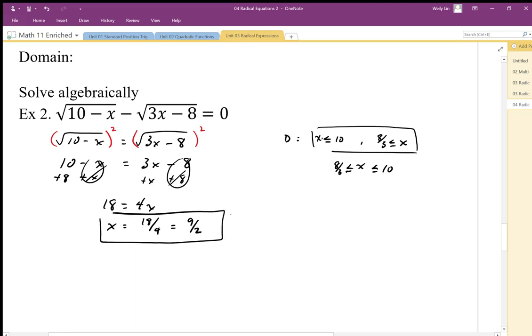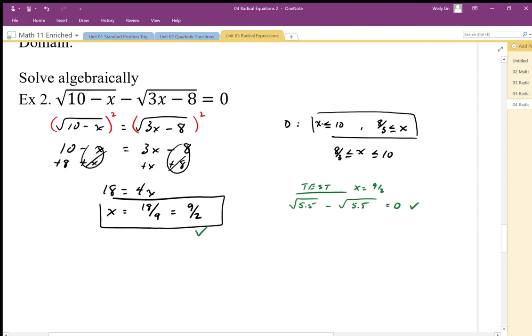Okay, and again, if we want to test it, we can go ahead and test it. Now it starts getting a little bit more complicated to test, so it is nice to be able to rely on the domain restrictions. But if I test it, this is going to be square root of 10 minus 4.5, or square root 5.5, minus square root of 4.5 times 3, which is 13.5, minus 8, which is 5.5, and that's equal to 0. Yeah, we're testing x equals 9 over 2, so that's a perfectly good solution. Okay, so that solution works with the test as well. So this is the easy version of this because we can make it into square root equals square root.